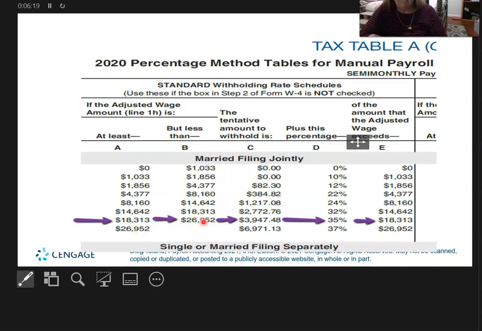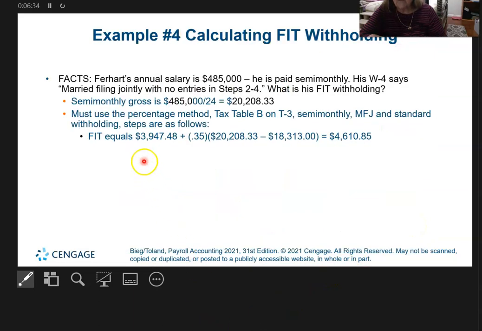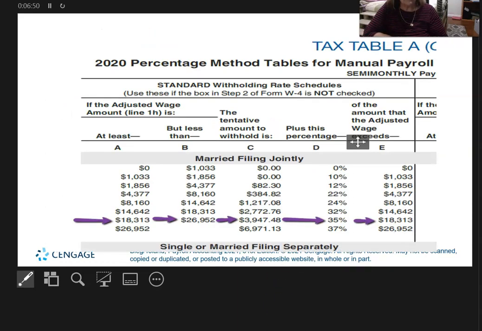So it's going to be a flat tax of $3,947.48 plus 35% of the excess over 18,313. So let me back up. So it's 3,947 plus 35% of the excess over 18,313, times 35% added to this, and this is his total tax. So here are some examples on how to use the tax tables.